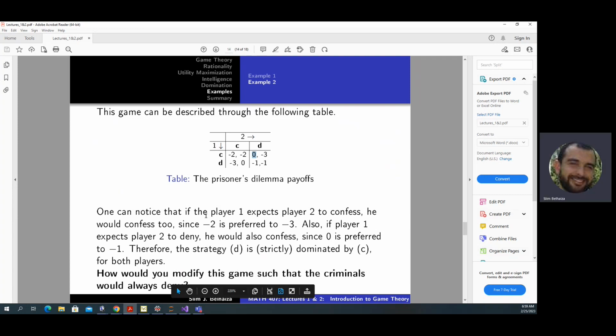So one can also notice that this situation, which is having this kind of equilibrium where both players confess, is not the best situation. And we've seen in class how this could be changed if we could introduce some kind of agreement with communication among players. Okay. So one other extra mile we can go here: how can one modify this game such that the criminals would always deny? One of the answers would be to introduce communication, for instance.